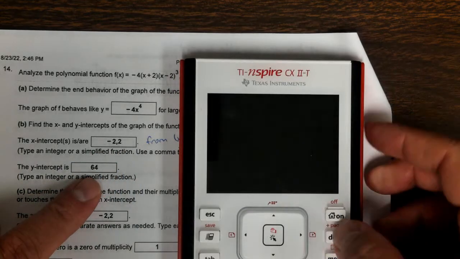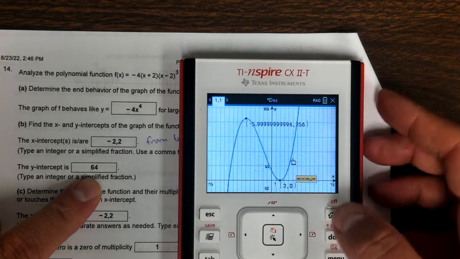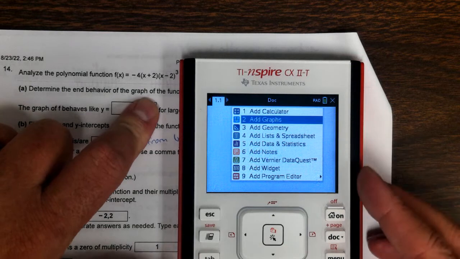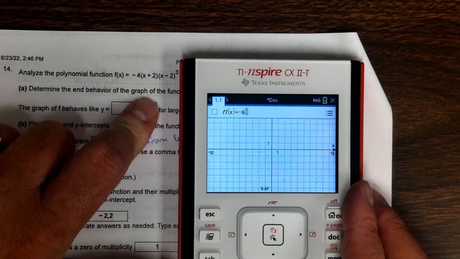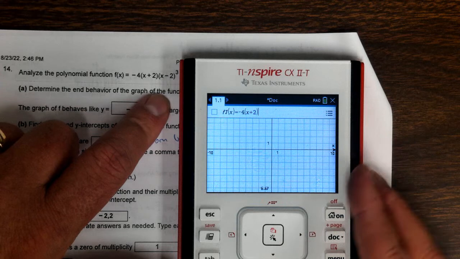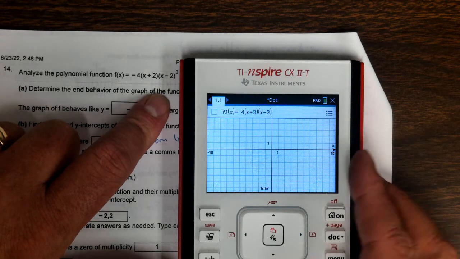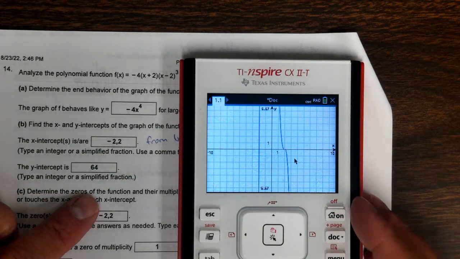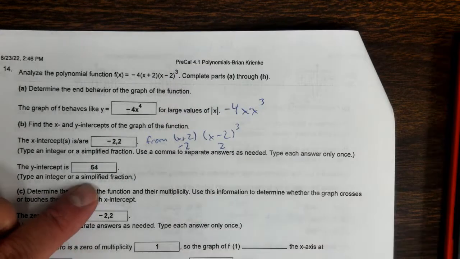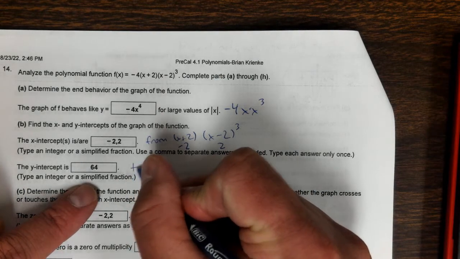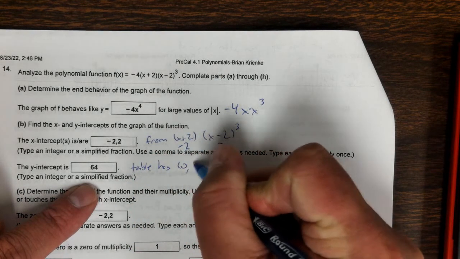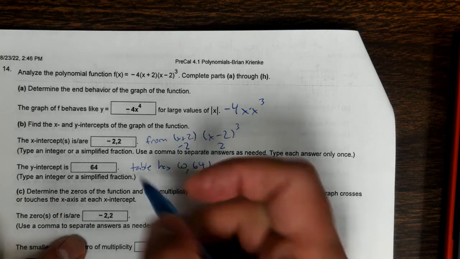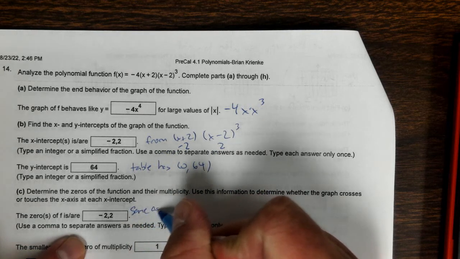We know that we need to graph this one. Negative 4 parentheses x plus 2 and then x minus 2 to the 3rd. Okay, so that's our graph. And when we go to the table, we see 0.64. Table has 0.64. Okay, so those are your steps, and then this answer was the same as the x-int.